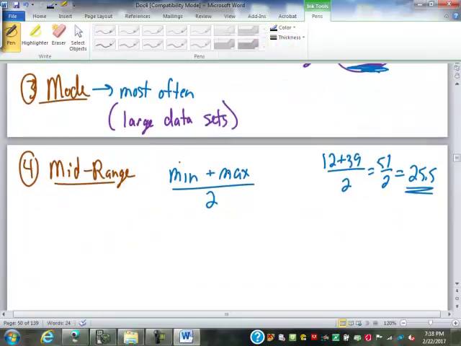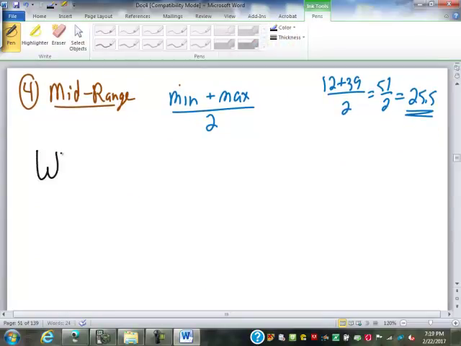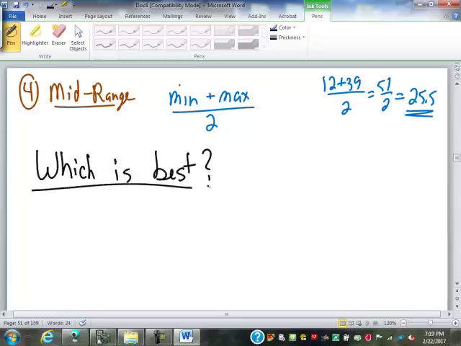So now the question comes out, which is best? Now there's always a few people that argue that either the mode or the mid-range is the best because they're really easy to find. Well, you can obviously tell by the way I worded that what my opinion is. Usually it comes down to the mean or the median.